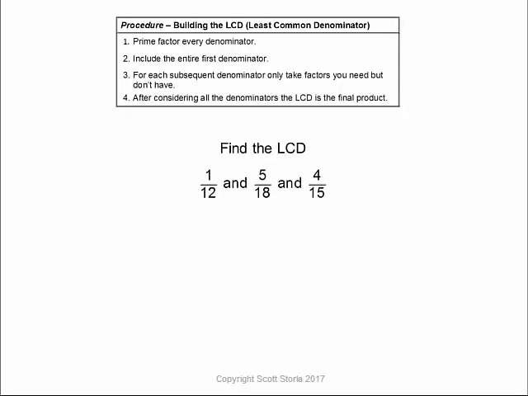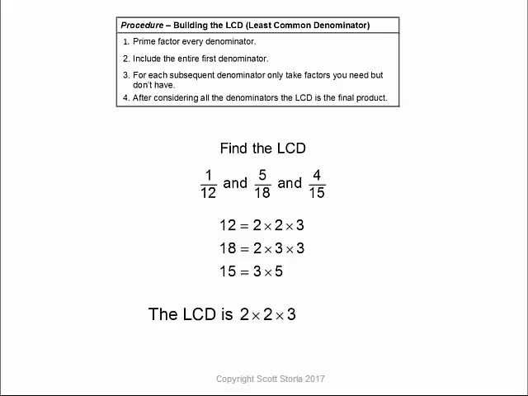For instance, to find the LCD of these three fractions, I first concentrate on the 12, the 18, and the 15. Those are the denominators. I don't have to worry about the numerators. Here are the prime factorizations of my three denominators. To build my LCD, I begin by taking all the factors of 12, and there they are, so my LCD will certainly have a product of 12.